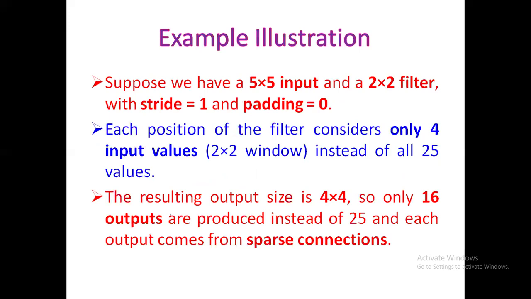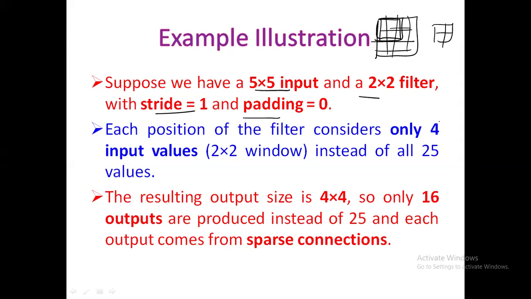Next, to illustrate this concept with one example, consider a 5 cross 5 input and a 2 cross 2 filter using stride 1 and padding 0. Suppose I have a 5 cross 5 image and a 2 cross 2 window. First, we take the top left 2 cross 2 region of the input, apply the filter, and it produces the first value of the output feature map.